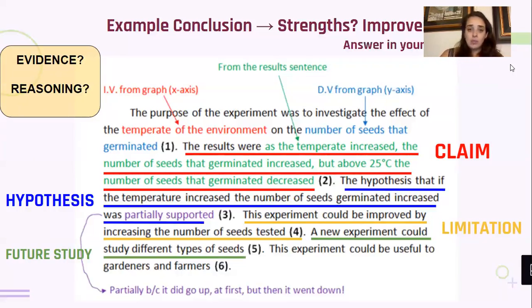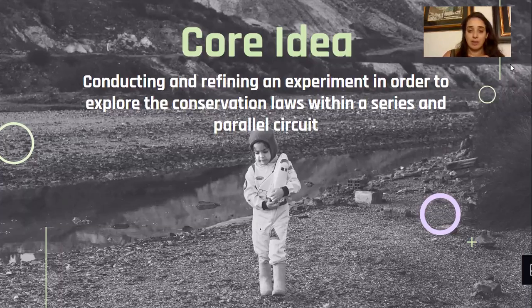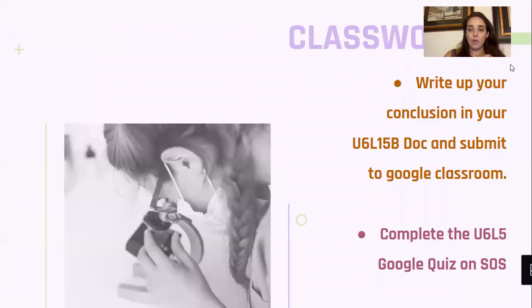All right, good job. So a core idea for today is conducting and refining an experiment in order to explore the conservation laws within a series and a parallel circuit. All right, so for the remaining time in class, you're going to write up your conclusion in your classwork document and submit this to Google Classroom.